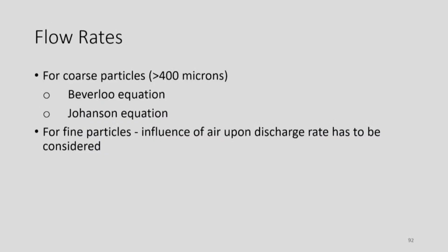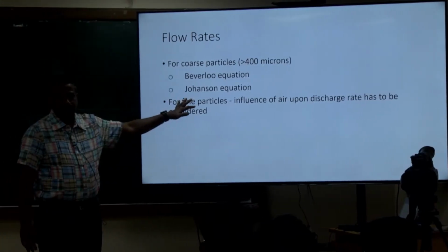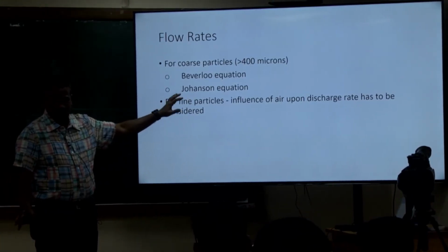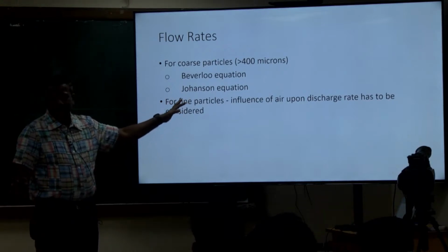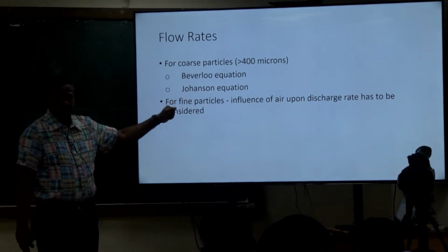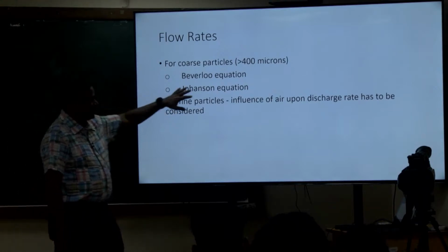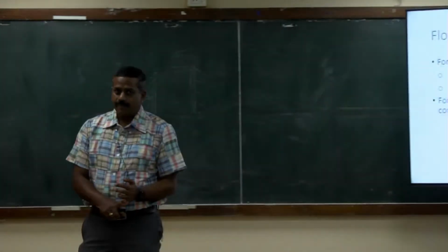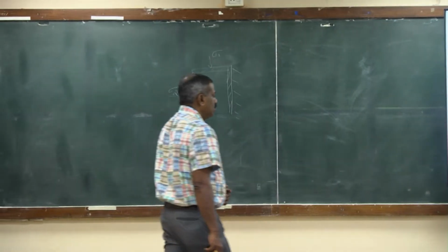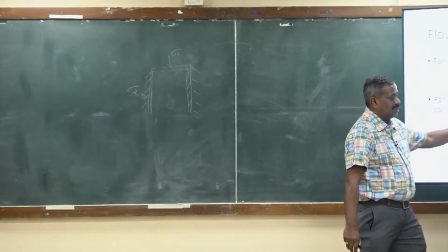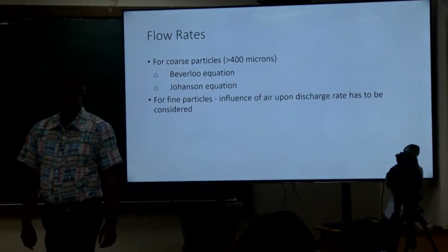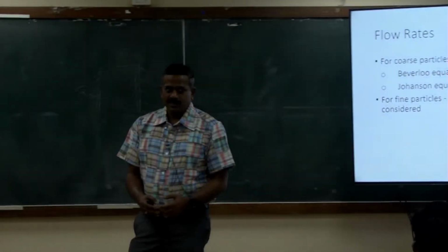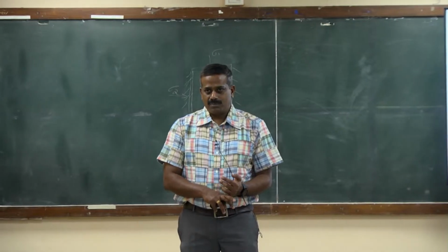Okay, so flow rates. You would have heard about the Beverloo equation and the Johanson equation, right? Maybe some of you at least. I believe it should be in Saha and Singh, which you use for ARS, right? For coarse particles, it's very commonly used to get the flow rates. For fine particles, it's difficult to use these or any type of relationship, because there will be a high effect from air. If it's a very small particle, it can fluidize and suspend in air, right? And there will be high cohesion between the particles too.